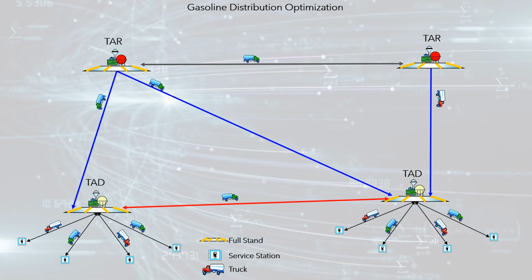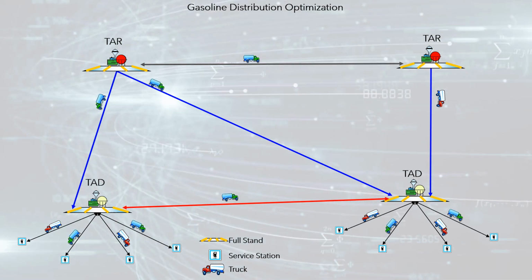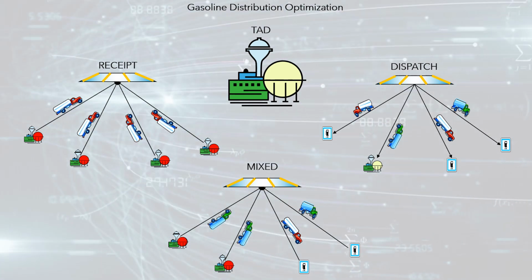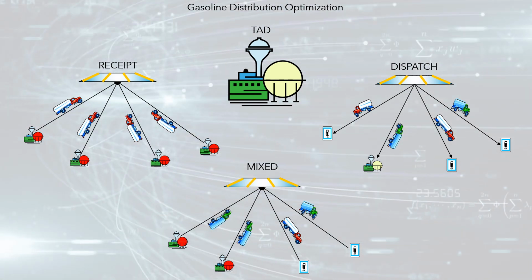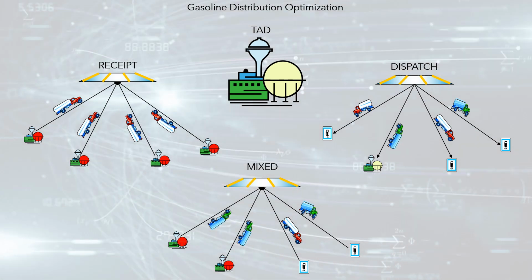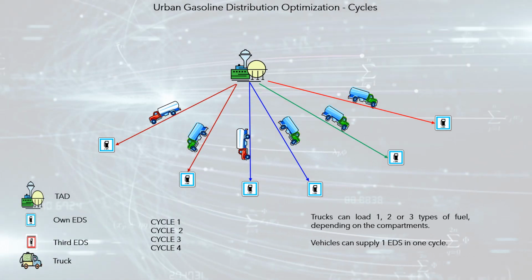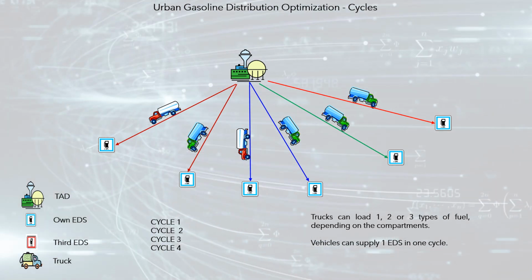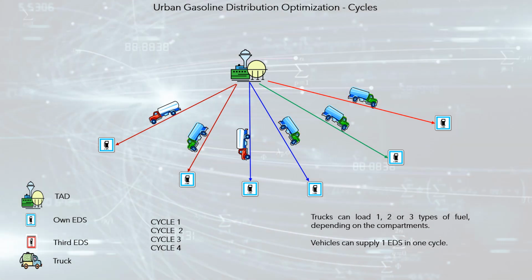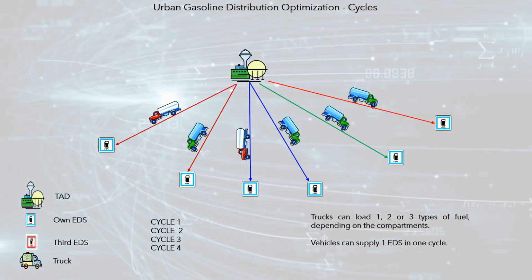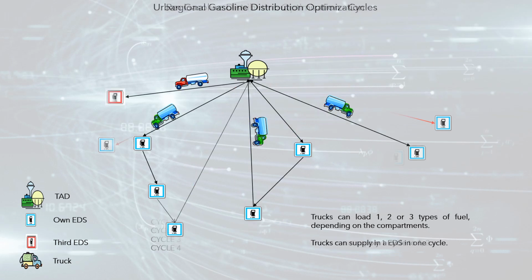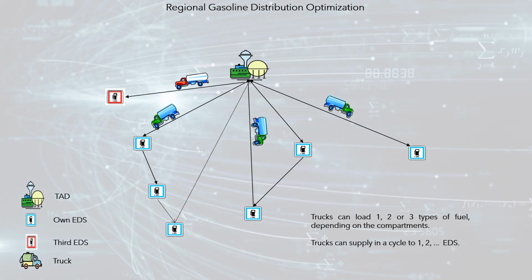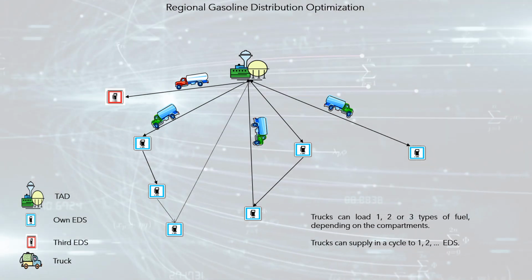Modeling can include all types of transfer between TAR and TAD terminals. A terminal is composed of multiple docks, each of which has one or more truck handling servers. These can be dispatch, or reception, or mixed. Trucks can load 1, 2 or 3 types of fuel, depending on the number of compartments. In urban regions, vehicles can provide 1 EDS, or multiple EDS, in a cycle. In rural regions, vehicles must provide multiple EDS, in one cycle, which can last more than a day.